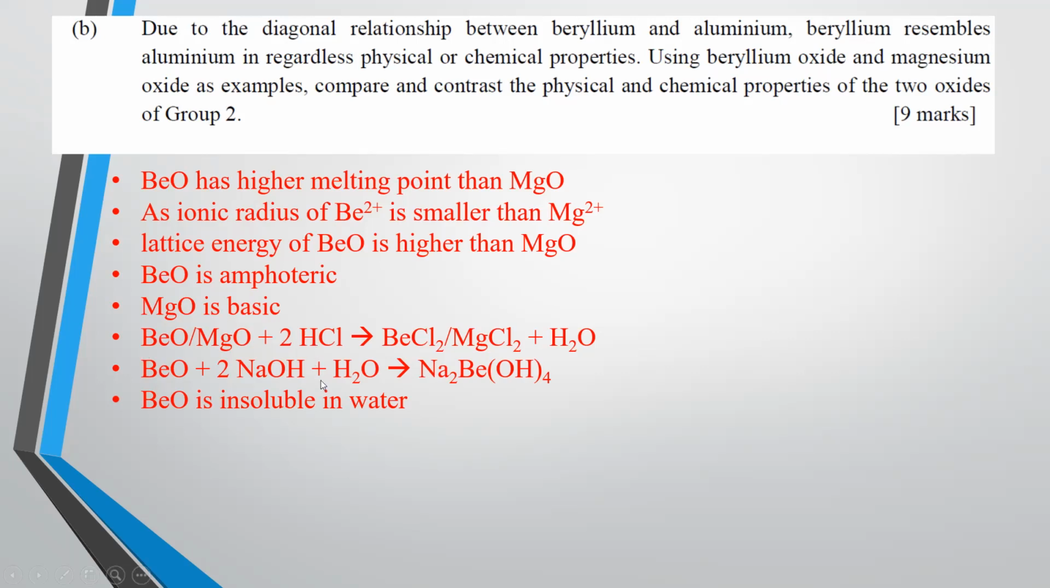And last but not least, try your best to mention barium oxide is insoluble in water, whereas magnesium oxide is sparingly soluble in water. Okay, so that will be more or less the points that you can try your best to describe as fully as you can for the comparison between barium oxide and magnesium oxide. So with that, that is for question number 5.